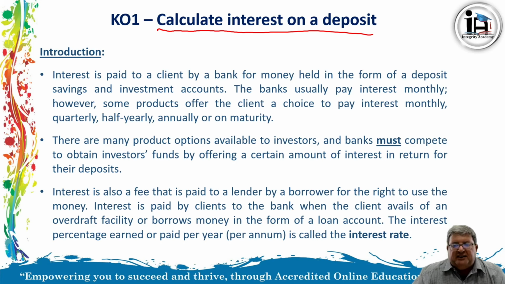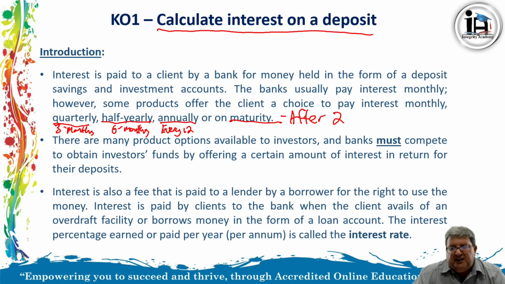The bank usually pays interest monthly. However, some products offer the client the choice to pay interest monthly, quarterly, in other words, every 3 months, half yearly, in other words, every 6 months, annually, which is once a year, or every 12 months, or on maturity. Maturity might be after 2 years, or maybe after 5 years, depending on what you decided on or what you took.